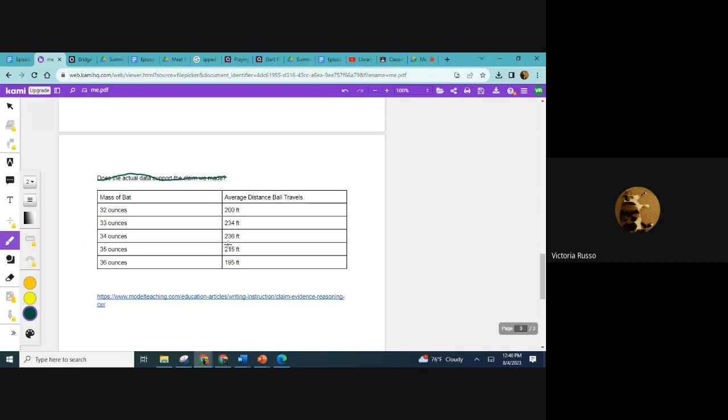So if we were going to make a claim that this data supports, well, we actually see that bats that are in sort of the mid-range of the bats hit the ball further. And actually the heaviest bat makes the ball go not as far. And we can talk about this at some point, why that might be. But how would we write a claim that is supported by this data?